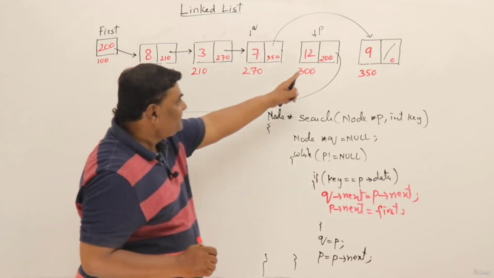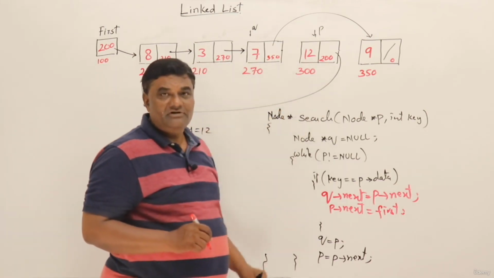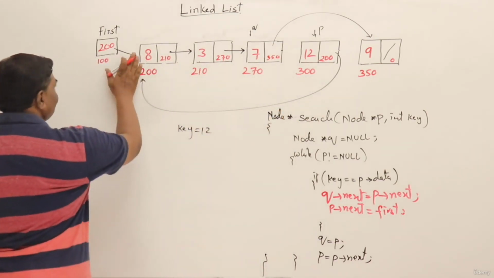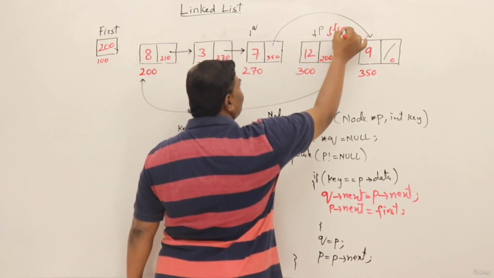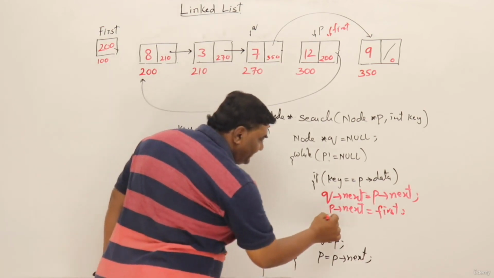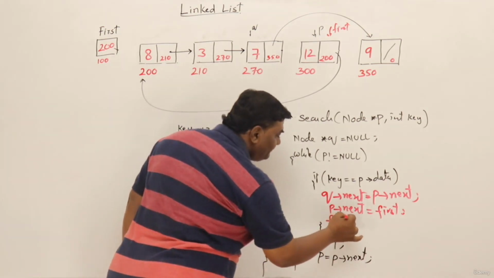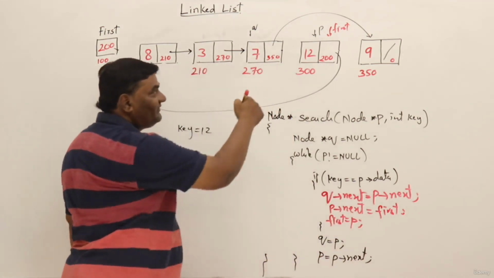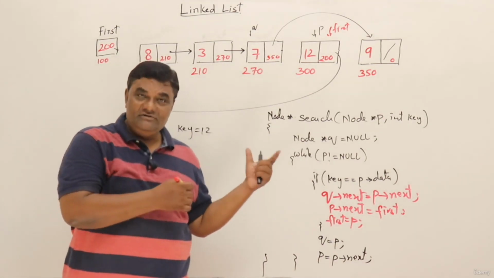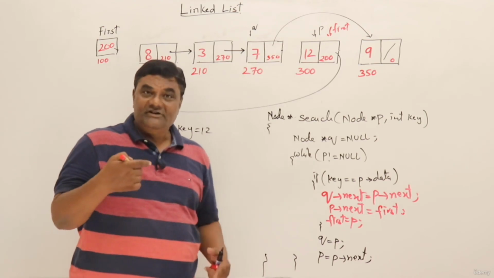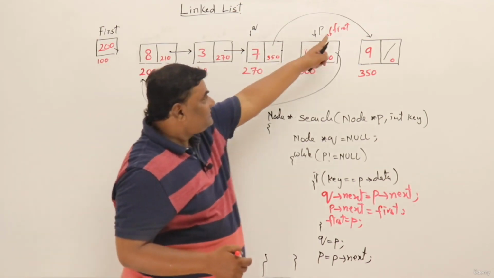Then this becomes the first node. P becomes the first node. So you should bring first from here and make it point here. So directly I am writing here. So first should be brought on P, so that it became the first node. That's what we want: to make that key node the head node. That is the first node.